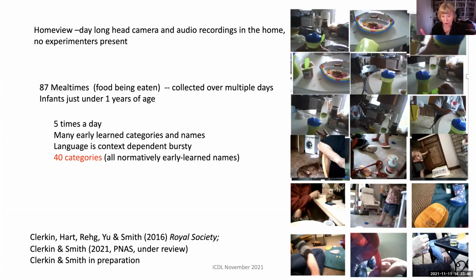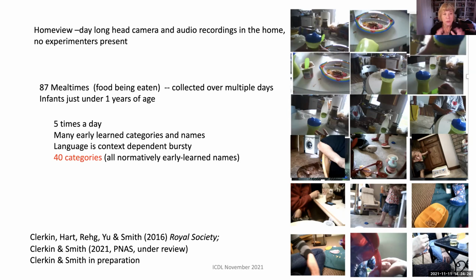If you're going to aggregate over anything, you have to pick a context because the objects you see, the words you hear, what you do are all context dependent. Being at mealtime is not like bedtime, is not like in the park. Okay, so we selected mealtime for these studies, and the reason why is that children this age eat 5 times a day. We define mealtime as food being eaten anywhere, okay? So don't just think sitting at a table, you could be on the floor, you could be in the car. And we collected these meal times over multiple days, and the infants are just under 1 year of age.